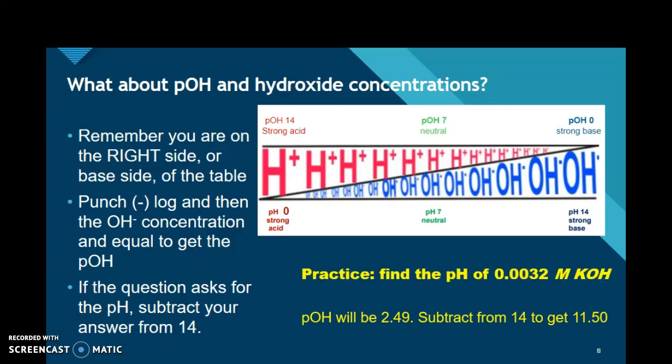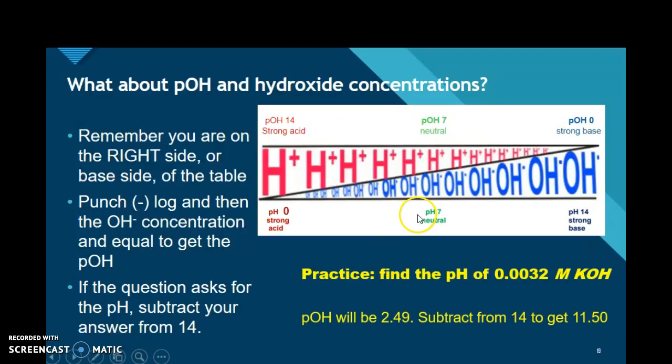The pOH is going to be 2.49. So negative log of 0.0032 is 2.49. Note, 2 digits after the decimal point. We then subtract that number from 14, and we get the pH, which is 11.50.